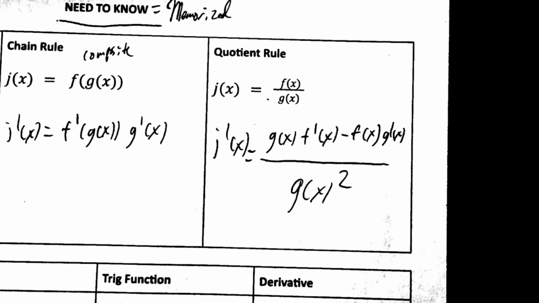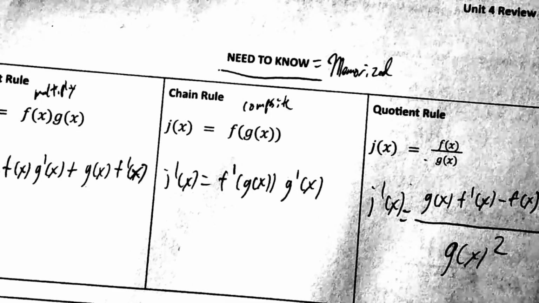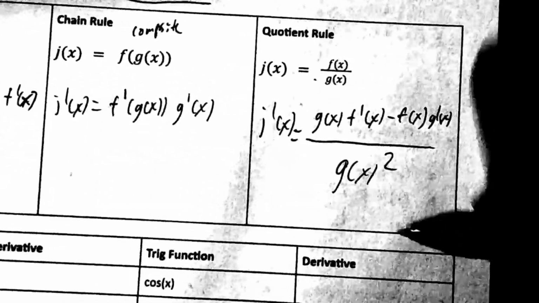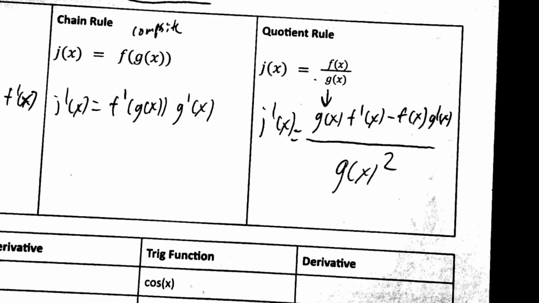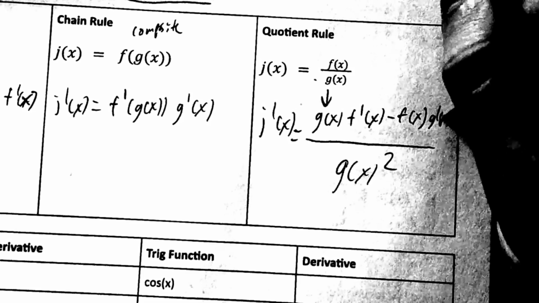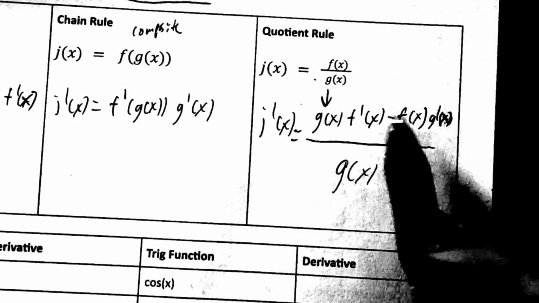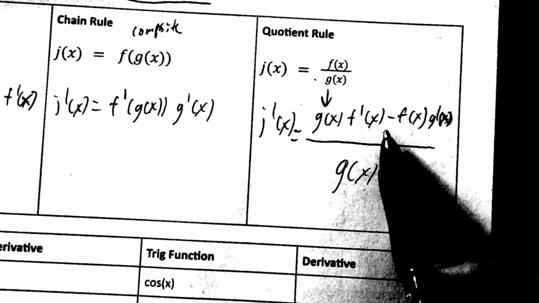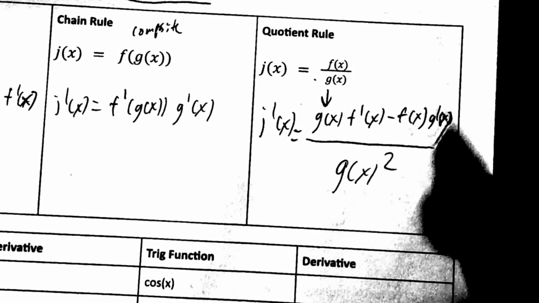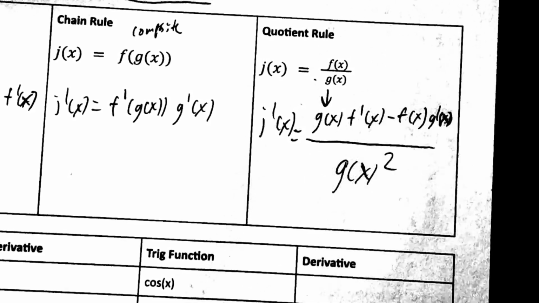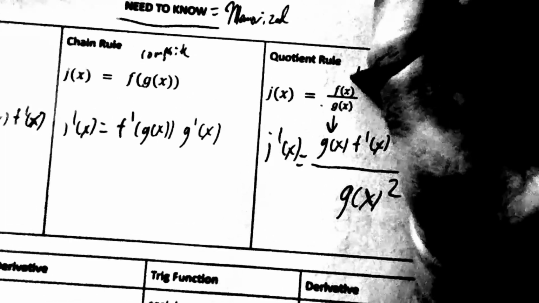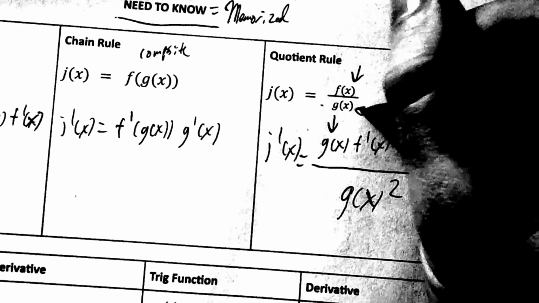Okay. So important here to notice just the order. So start with the g of x. If you remember to start with g of x, and you remember to alternate them, and that each one has to be paired with the derivative of the other, and that you subtract, and it's all over g of x squared. Also remember that f of x is always in the numerator, and g of x is always in the denominator.